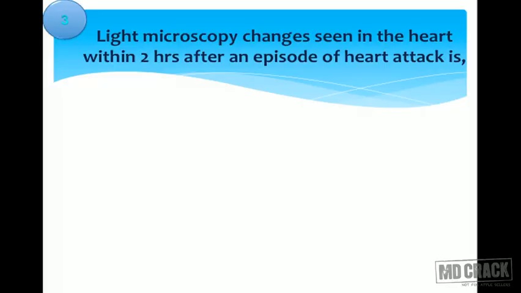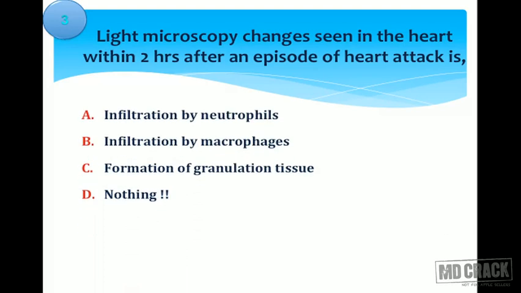Third question: light microscopy changes seen in a heart within 2 hours after an episode of heart attack. So you have a clinical scenario here. Patient has died due to the heart attack. What will be the light microscopy changes in the heart within 2 hours? You note down the time, within 2 hours. Options: infiltration by neutrophils, infiltration by macrophages, formation of granulation tissue, and the D option, nothing.